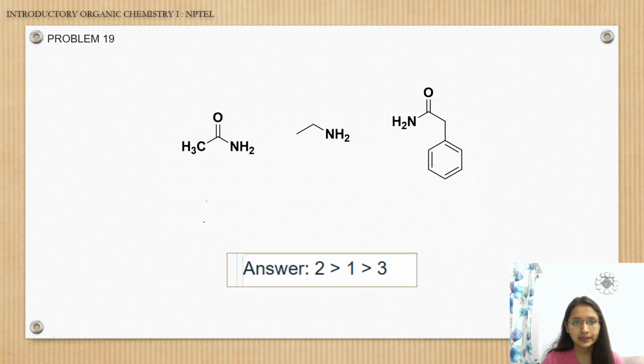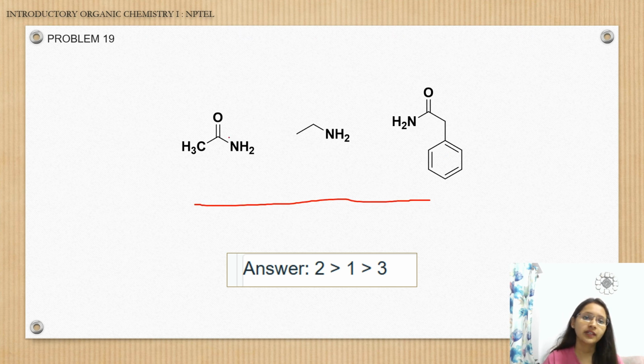So now you have to assign the decreasing order of basicity. Nitrogen having the lone pair, nitrogen again having the lone pair, nitrogen having the lone pair. Now here, just tell me, is there any other delocalization or something present in this particular compound? No. So it is the highest basicity compound.